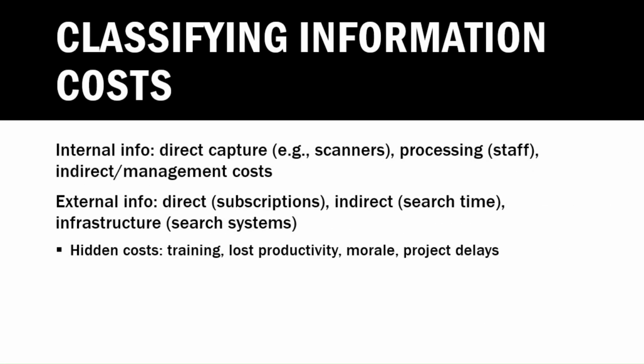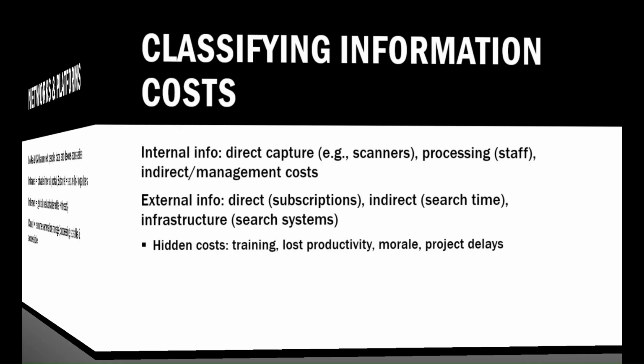Classifying information costs. Internal information costs include direct data capture, processing by staff, and management overheads. External information costs include subscriptions, time spent searching, and the infrastructure required to manage sources. Hidden costs may include training time, temporary loss of productivity, morale issues, project delays, and the cost of rework.